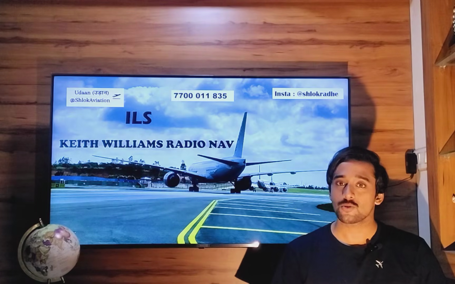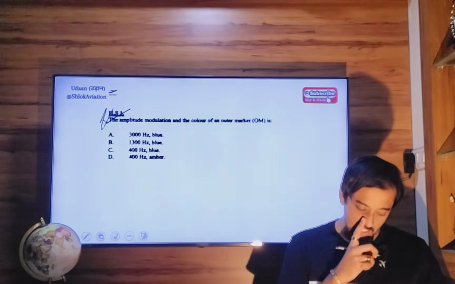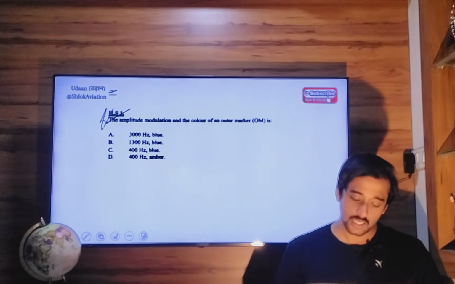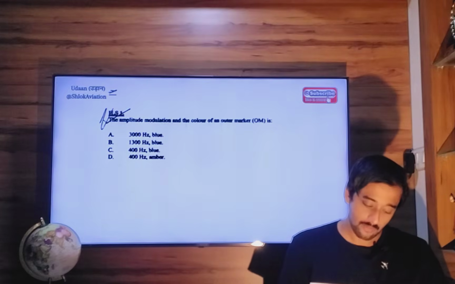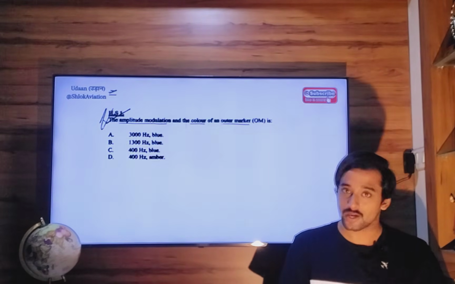So now let's start with question number 1 of the ILS chapter from this book. The amplitude modulation and the color of the outer marker is what?